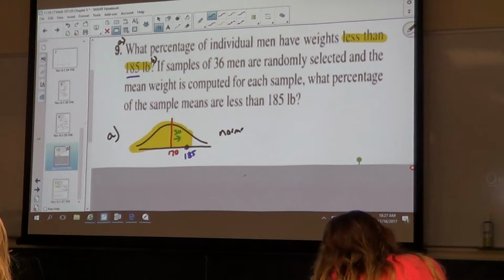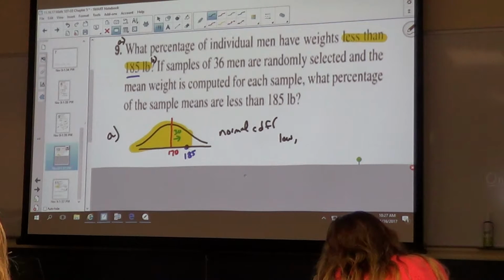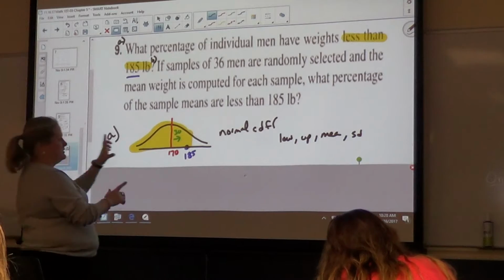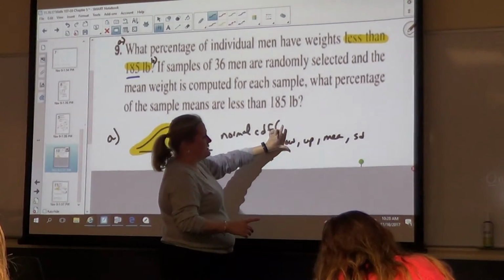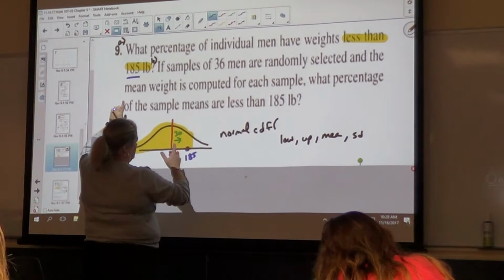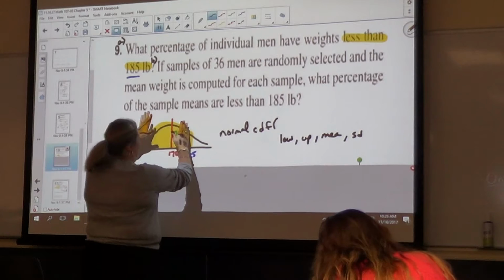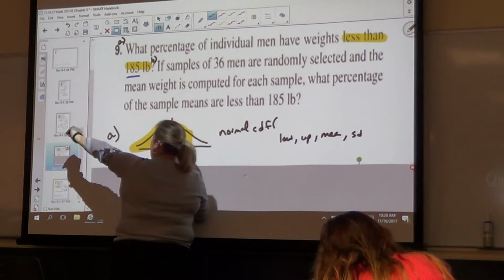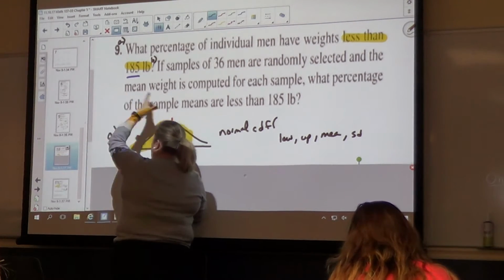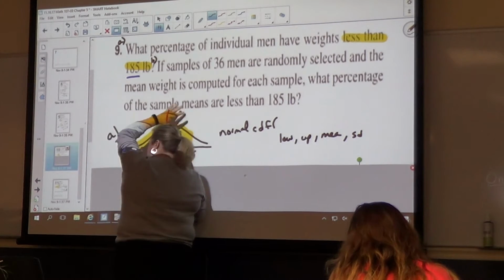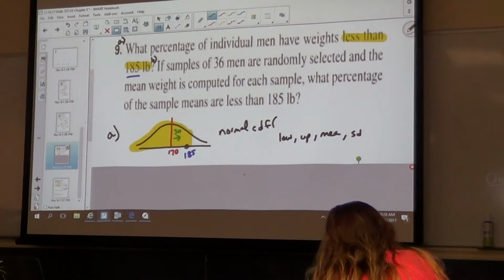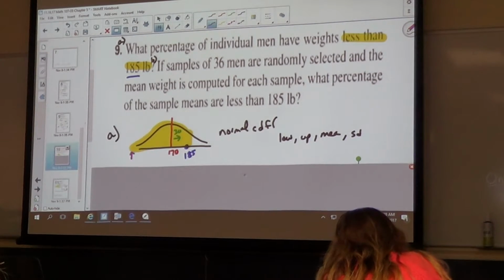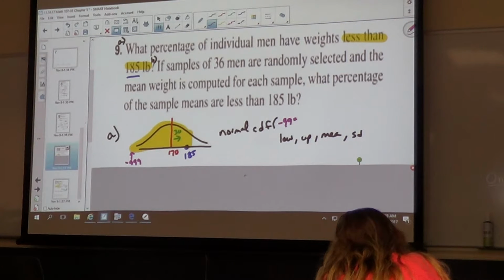So when I do the normal CDF, I want the lower limit, the upper limit, the mean, and the standard deviation. My lower limit is where I shaded on the left. It's like a number line. It's shading forever in the negative direction, so I want to think of the smallest negative number that I can possibly think of. My lower limit is going to be -999. Not positive 999, Judy.